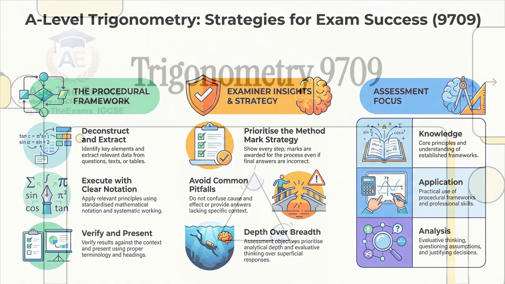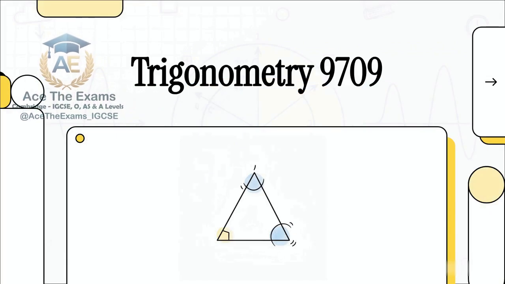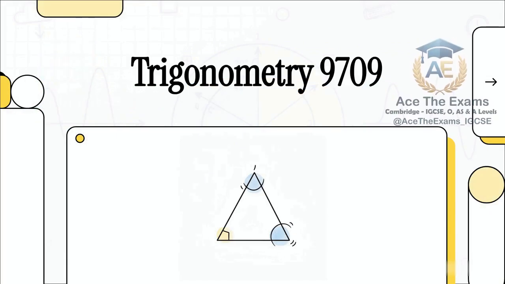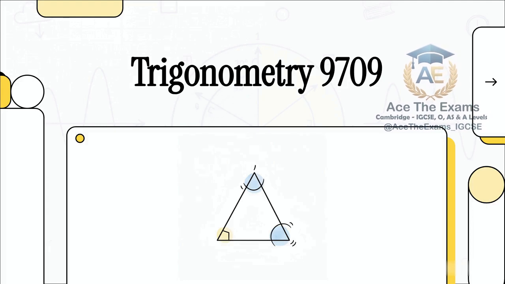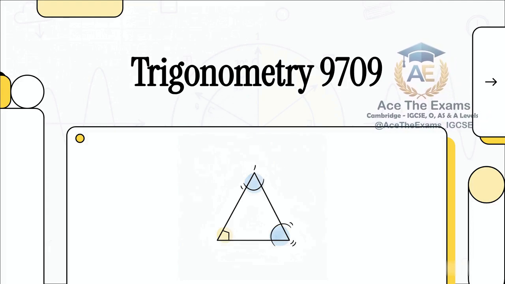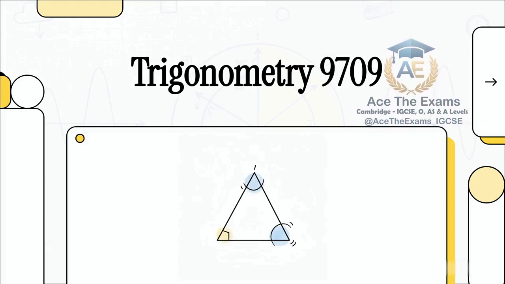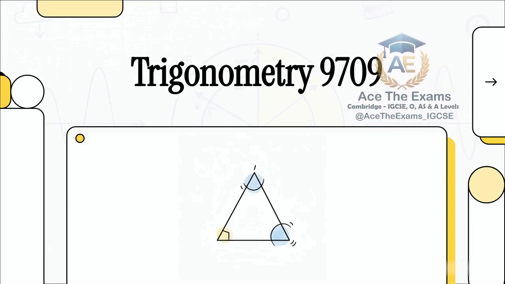I am your tower director for today's session, and we are running a full-scale air traffic control exam emergency simulation. If you are operating in the Cambridge AS and A-level mathematics airspace, specifically Syllabus 9709, you are in exactly the right tower. Okay, let's dive into this.